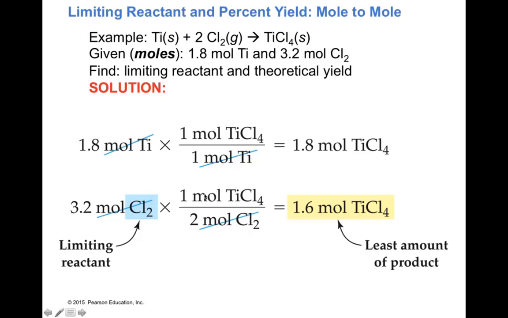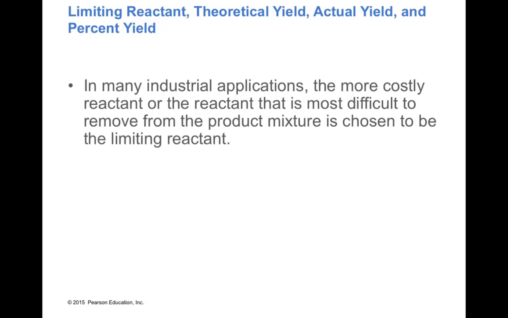Sometimes people ask which one is the limiting reactant, and say the one that has the smaller amount of moles. Sometimes it's true, but not always. So you need to calculate and obtain the possible products from each of them. In many industrial applications, the more costly reactant, or the reactant that is most difficult to remove from the product mixture, is chosen to be the limiting reactant.